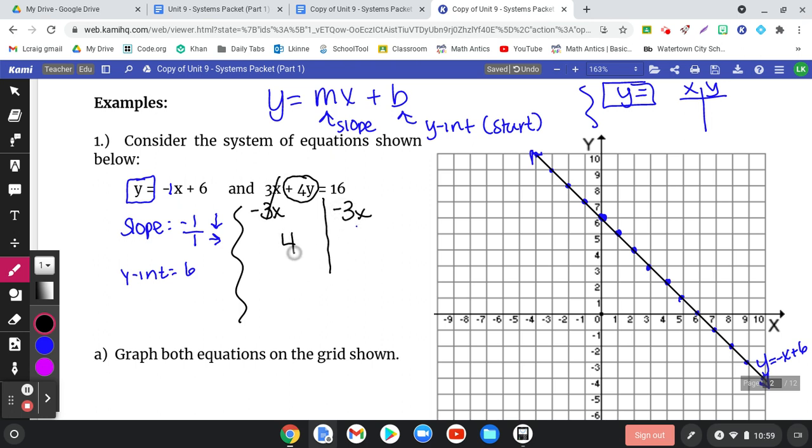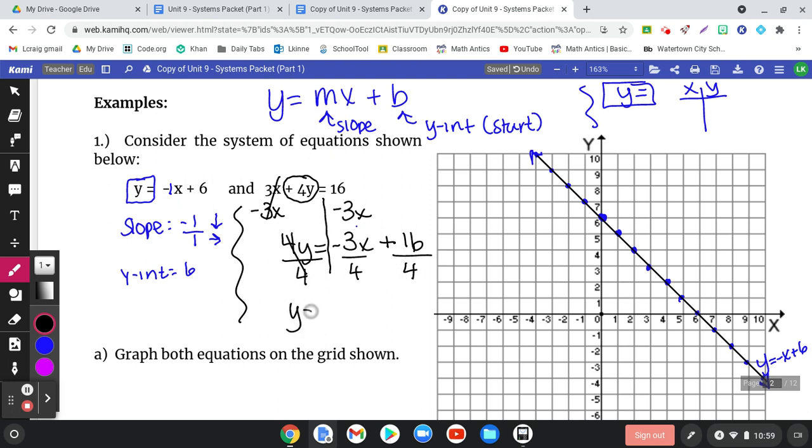So I'm left with 4y equals, and it's not 13x. Remember slope and y-intercept up here. You want to put the x term first where your slope is, and then the number by itself. So I'm going to put the negative 3x and then the positive 16. Y is not completely by itself. Now we have to divide everything by 4.